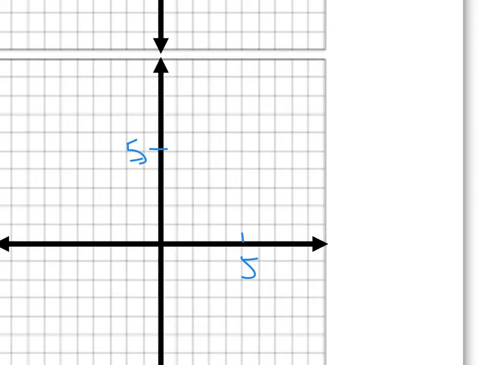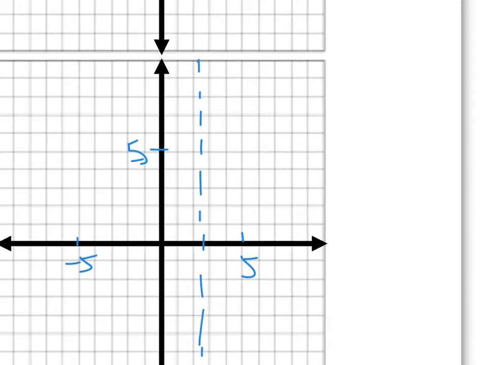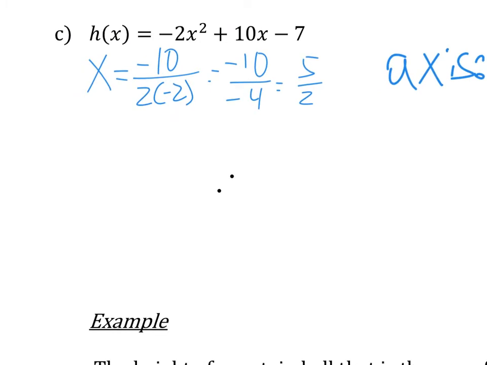5, and negative 5. 1, 2, 3, 4, negative 5. Okay. So we know our axis of symmetry was at 2.5, right? So it's like right down here. So there's our axis of symmetry. That's going to cut this in half, 5 halves.